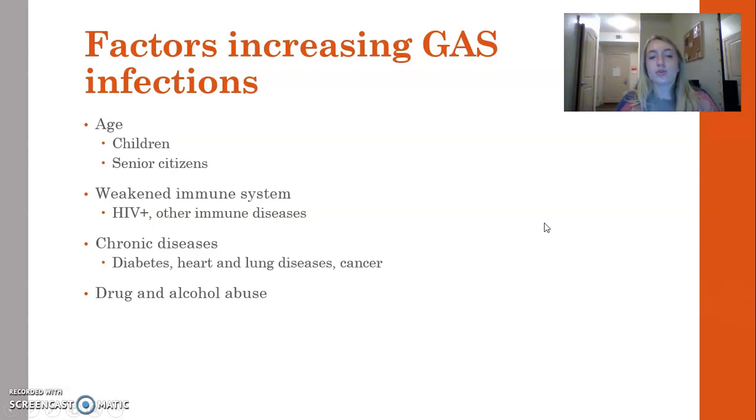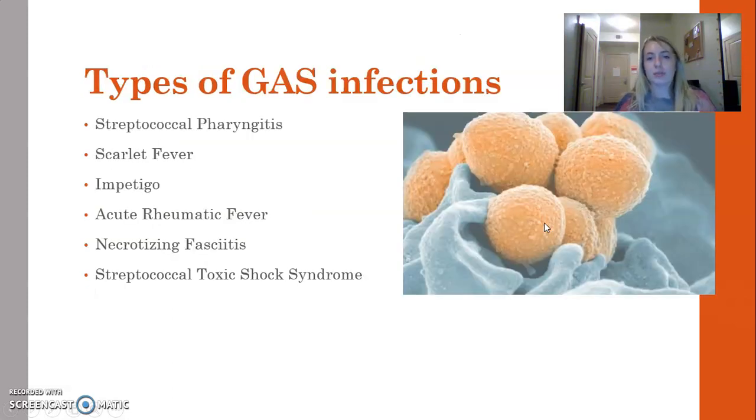And then things such as drug and alcohol abuse and narcotics abuse, that sort of stuff, also increases your likelihood of susceptibility. So there are a couple different types of GAS infections. The first 3 are going to be your non-invasive and less serious types of infections. So there's streptococcal pharyngitis, scarlet fever, and impetigo. And then our last 3 are going to be your way more serious invasive types of GAS infections. So here we see acute rheumatic fever, necrotizing fasciitis, and then streptococcal toxic shock syndrome.